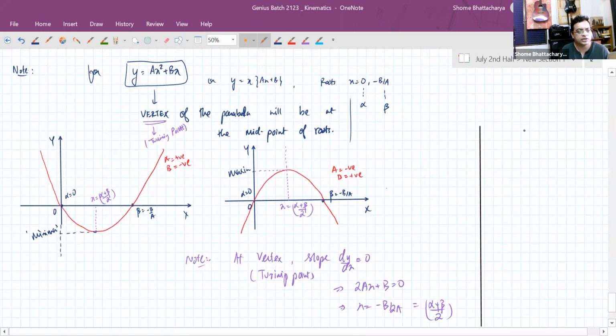Right up to projectile motion, not only in 1D kinematics, this kind of graph visualization is going to help you a lot. So for example, I have y is equal to, let's say, 4x minus x square. Plot the graph and find the coordinates of the vertex.